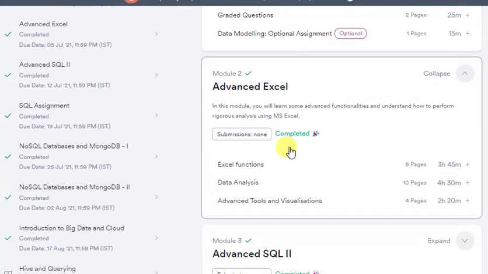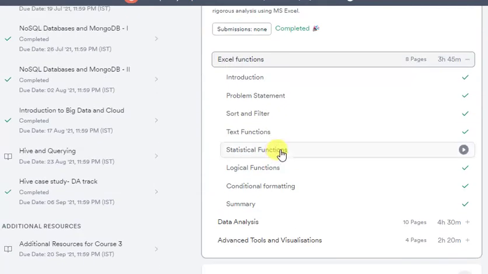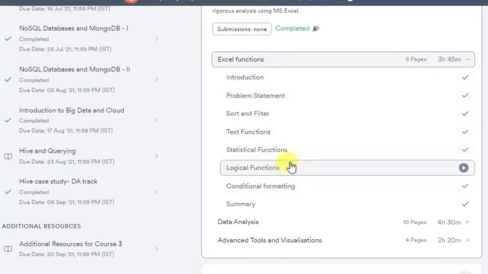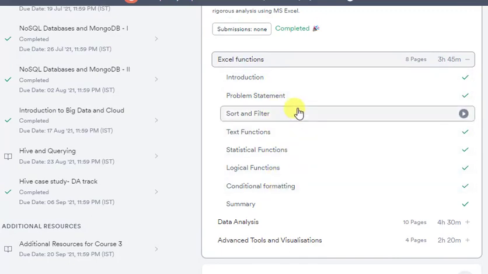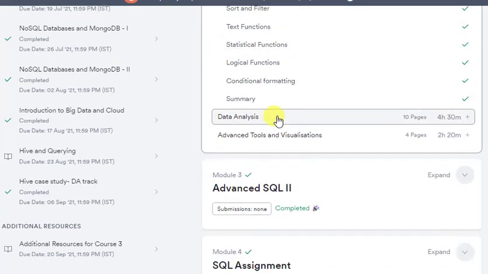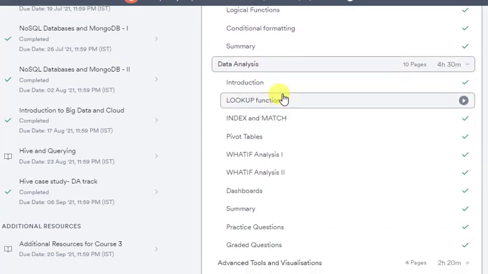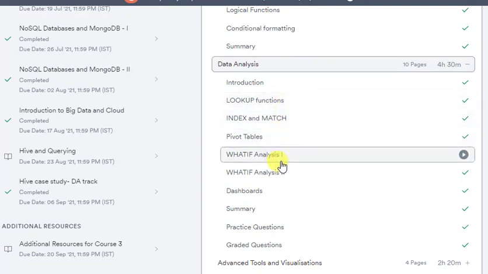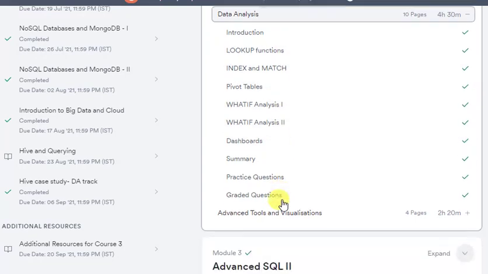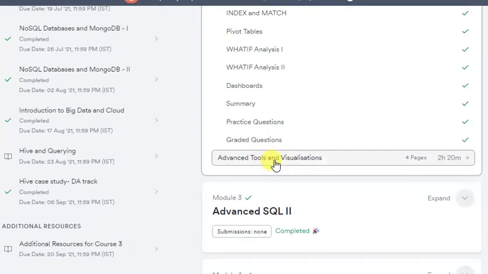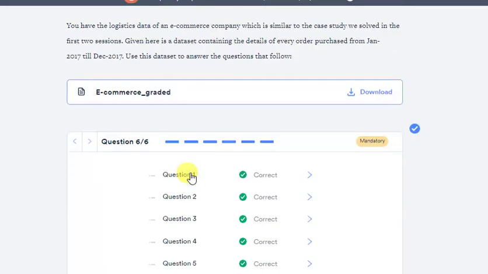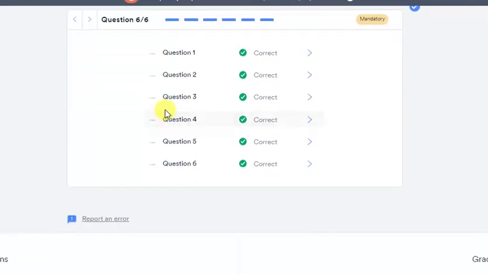Now second module is advanced Excel. Here some Excel functions we have used: conditional formatting, logical, resolution, statistical text functions, sort, filter, like that in advanced. And in data science, what Excel are you going to use? Lookup, VLOOKUP, indexing, what-if analysis, like that questions were there. And then some graded questions are also available on this. Now the first one.